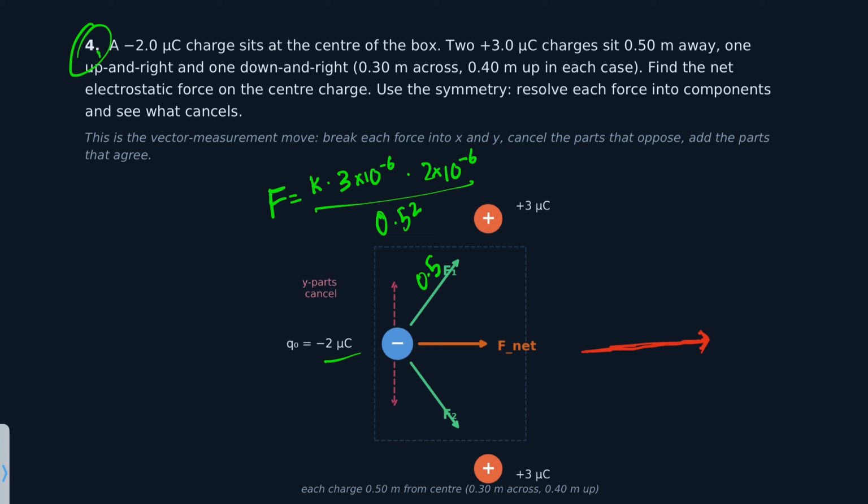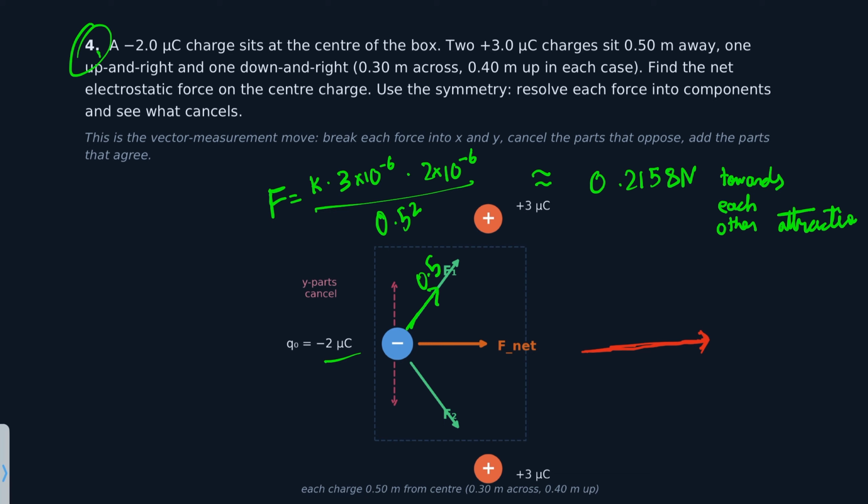So what this is going to give you is approximately 0.2158 newtons of force. And this force is attractive, so towards each other.